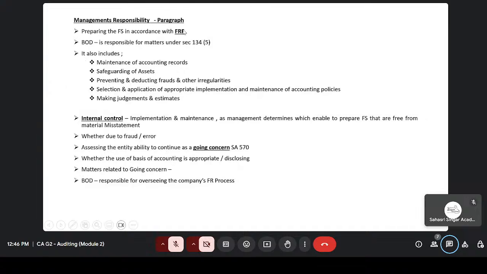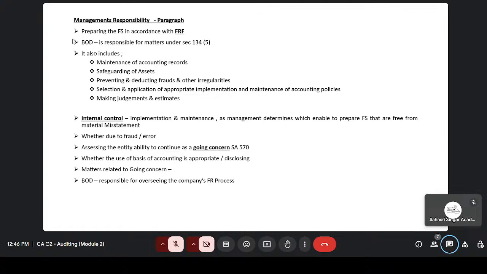Okay. Now when we come to management responsibility, the same paragraph here: preparation of the financials in accordance with the financial reporting framework. The board of directors is also responsible for the matters under section 134(5). Don't write the section, I'm just trying to tell you what it is. So they are responsible for maintenance of accounting records, safeguarding the assets, preventing and detecting frauds and irregularities, and selection of accounting policies.